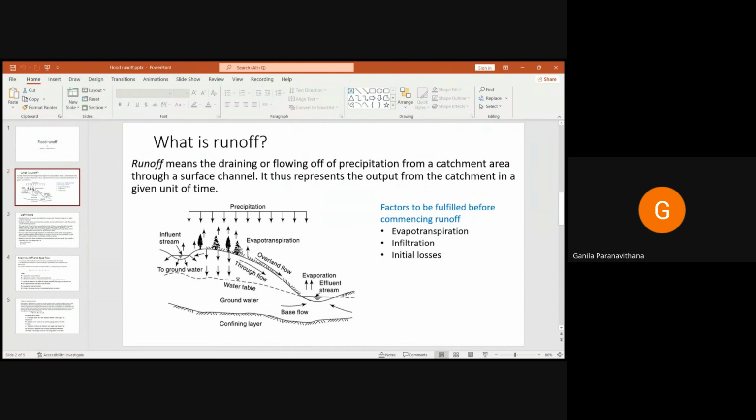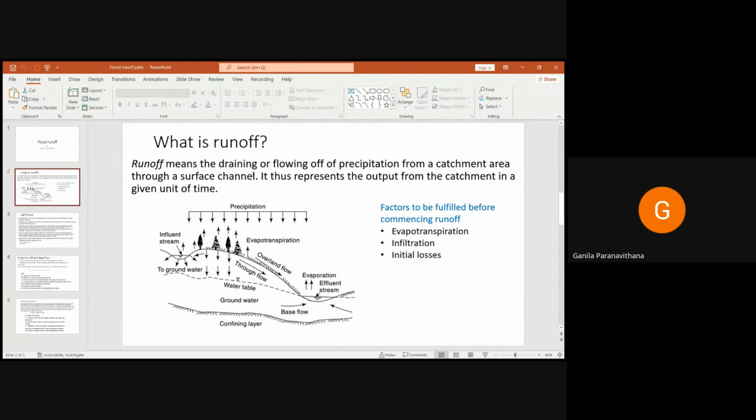Now the balance amount will be running on the surface. So that is called overland flow or runoff. Now it will reach a water body at a certain time. So the runoff that is taking place out of a catchment can be estimated.